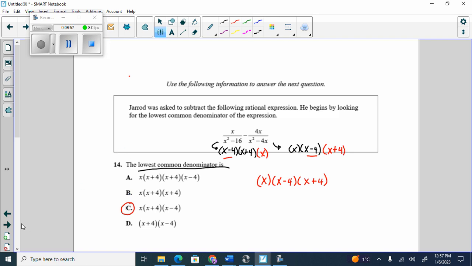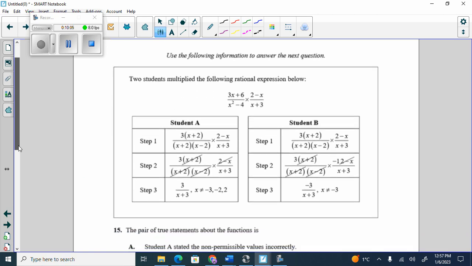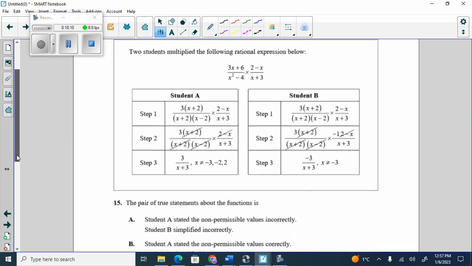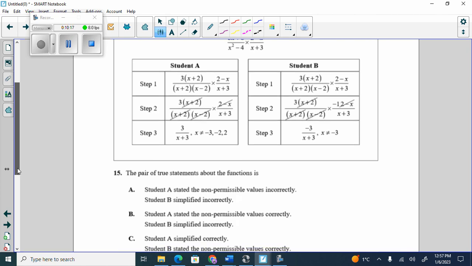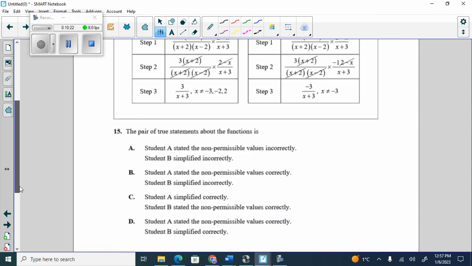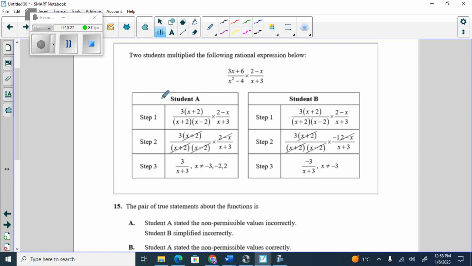All right, next one. This one says two students multiply the following rational expressions. Which pair of true statements about the functions: student A stated the non-permissible values incorrectly, student B simplified incorrectly, and so on. So it's every option of non-permissible values and simplification. We just need to check and see if there's any errors. And there has to be errors, because these two do not give you the same answer in the end, right?